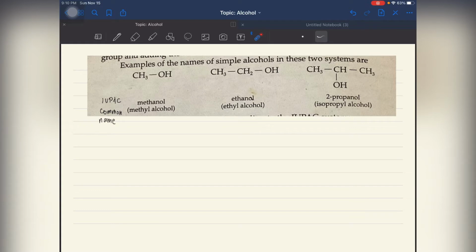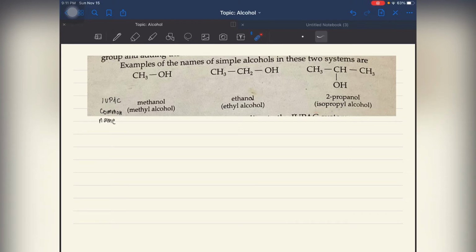The next, another example. So here we have CH3 and its functional group is connected in the second carbon. So that is what we call propanol, or basically 2-propanol. So why 2-propanol? So as you can see, it is located in the second carbon atom. So yun yung reason bakit may number 2 dito, kasi connected siya sa number 2 carbon atom. So for its common name, this is what we call isopropyl alcohol.